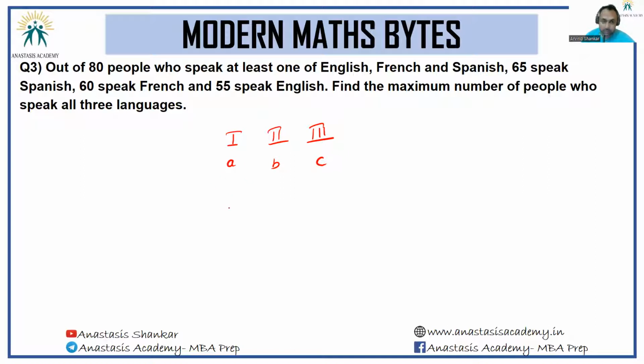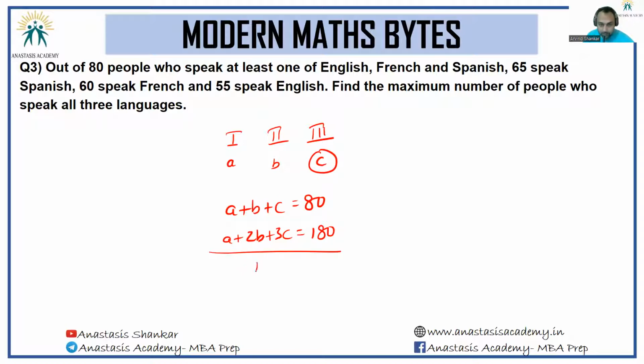So two equations, or two expressions, that you get are A plus B plus C is equal to 80, and A plus 2B plus 3C is equal to 65 plus 60 plus 55, which is 180. And now our target is to maximize C. If I use these two equations, I will get B plus 2C is equal to 100. Maximum value that variable C can take is 50.